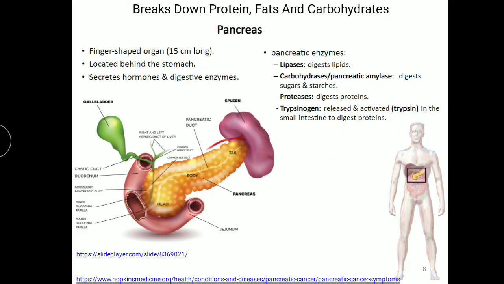So, this is all about the anatomy of the GIT and the accessory organs of digestion.